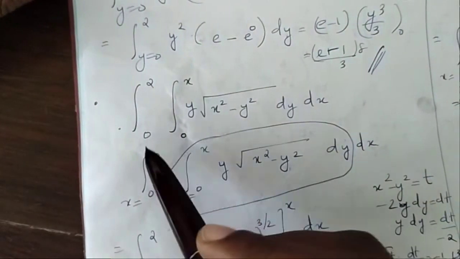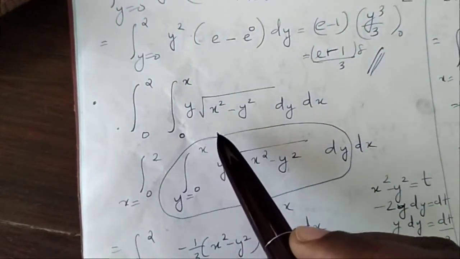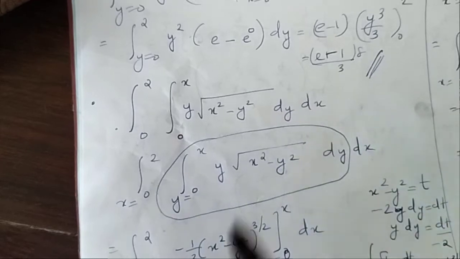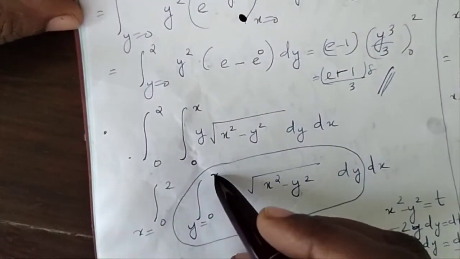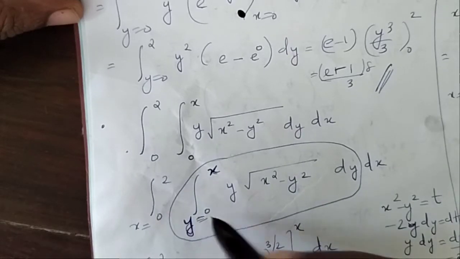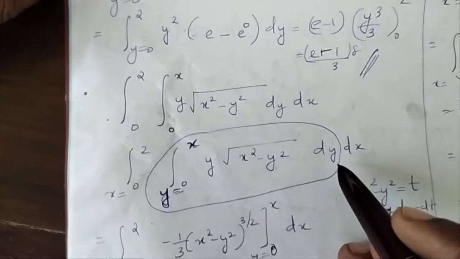So next one, integral 0 to 2, 0 to x, y into root of x square minus y square dy dx. So here also the innermost integral contains the variable x. So this is the limit for y. So first of all we have to integrate with respect to y.